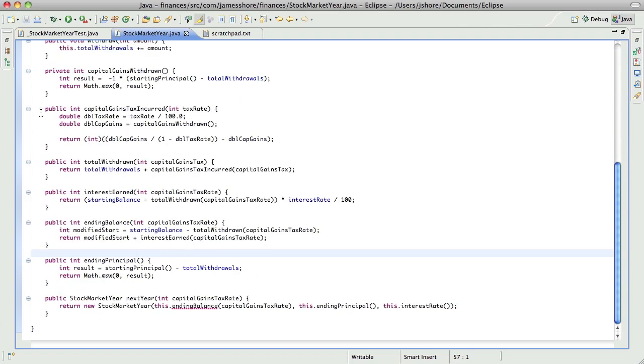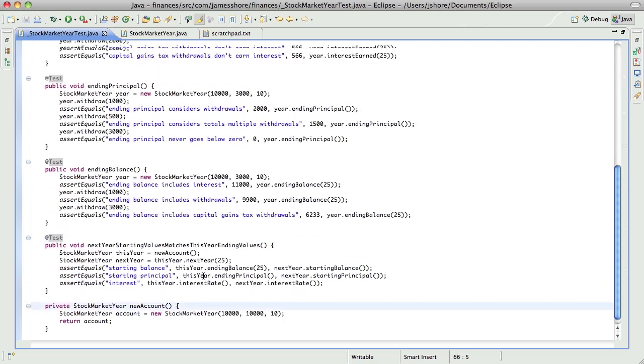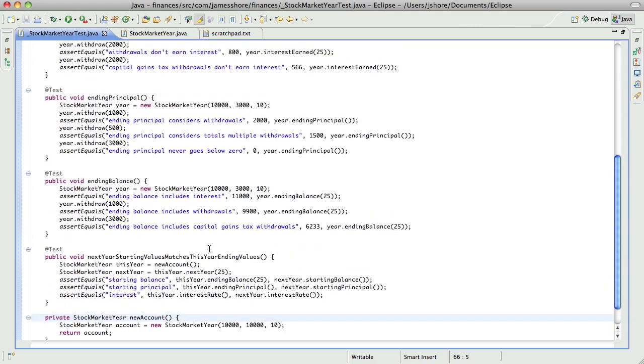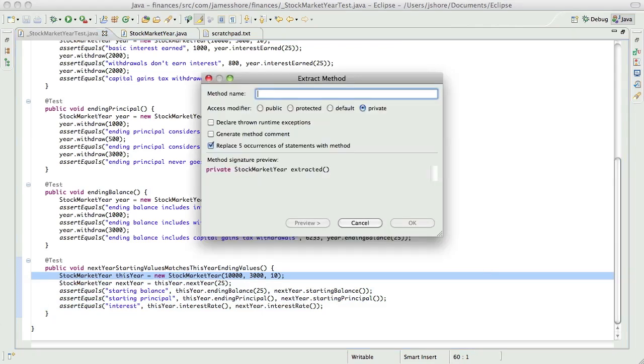That feels pretty darn good. I think we've got some nice clean code here. The last thing we need to do is fix this up so it's all using the same values. Starting principal, that doesn't actually change anything there. Yeah, there we go. That's not actually in use, but now we can extract it.